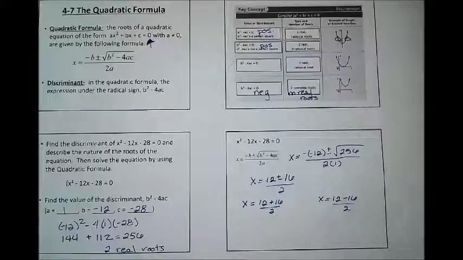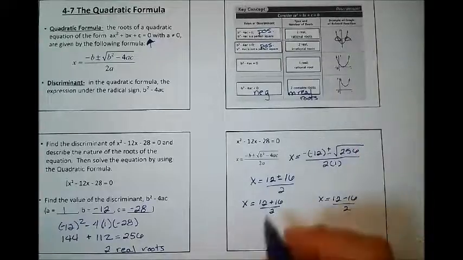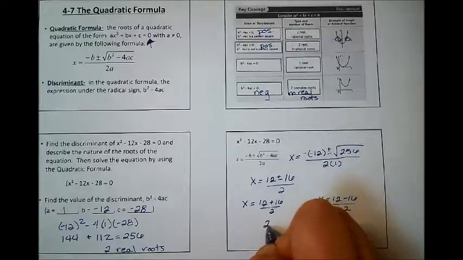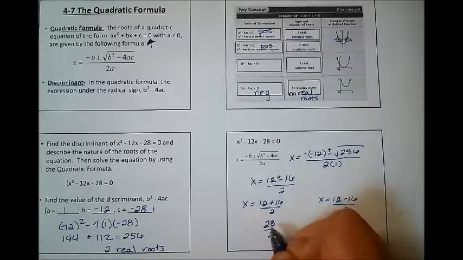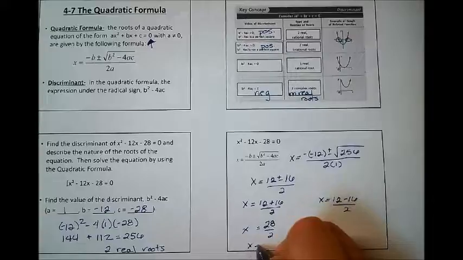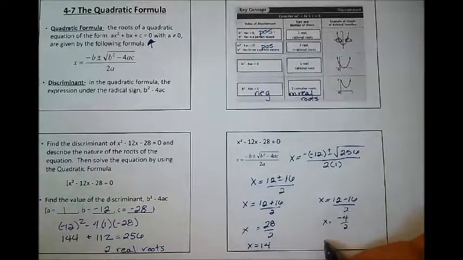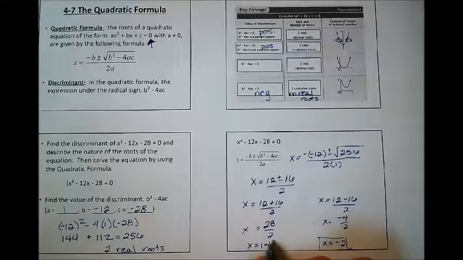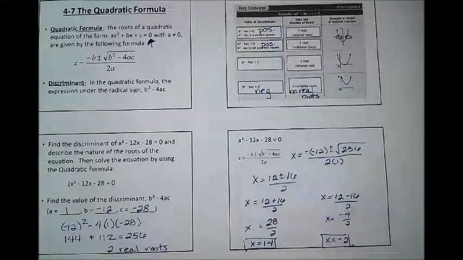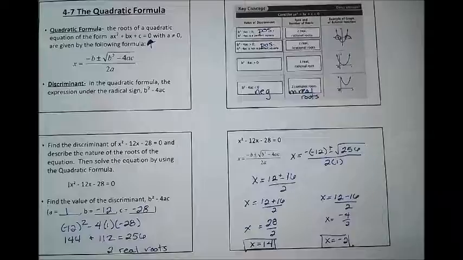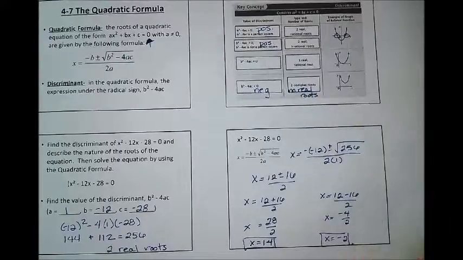12 plus 16 over 2 is 28 over 2, which means that x equals 14. 12 minus 16 gives us negative 4 over 2. Negative 4 divided by 2 is negative 2. There are your two roots. Okay? And in Math Excel, you're just going to do negative 2, comma, 14.